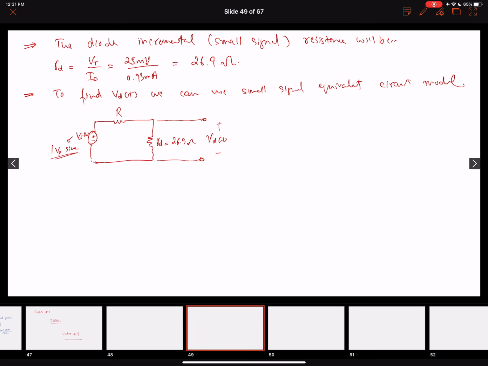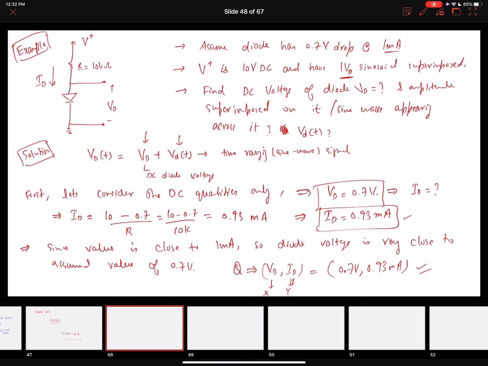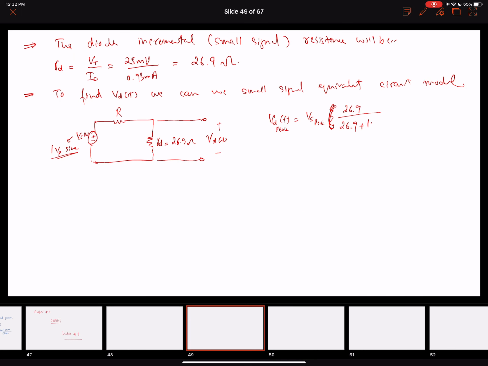All right, so we can easily find the VD of t by the voltage divider rule. So VD of t, and this is again the peak value, will be equal to the Vs peak value times RD, which is 26.9, divided by 26.9 plus, what is the value of the resistance? Resistance is 10 kilo ohms, 10k. So if I put 1 volt here, 26.9 plus 10k, the answer comes out to be 2.68 millivolts. So this is the value of VD of t.